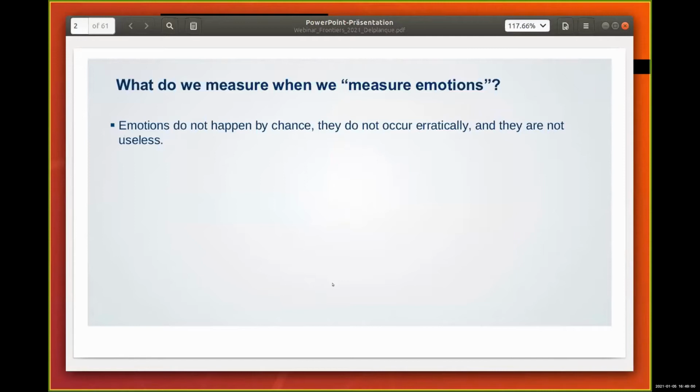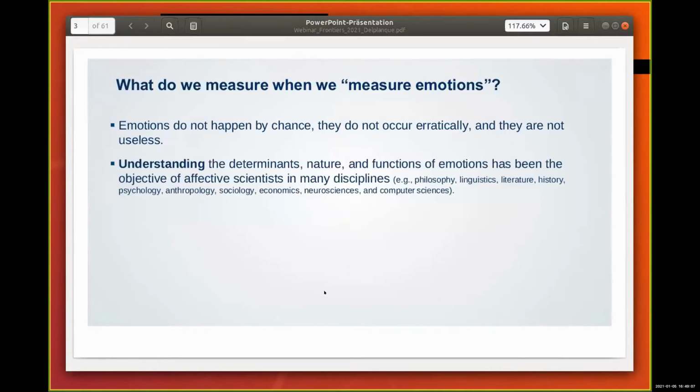Emotions do not happen by chance, they do not occur erratically, and they are not useless. In fact, understanding the determinants of the nature and the functions of emotion has been the object of research programs in most of the academic disciplines interested in the mind, the brain, or the behavior. And for some disciplines, but not for others, understanding goes hand in hand with measuring. For instance, in psychology, neuroscience, and affective computing, most research traditions involve measuring emotions in one way or another.